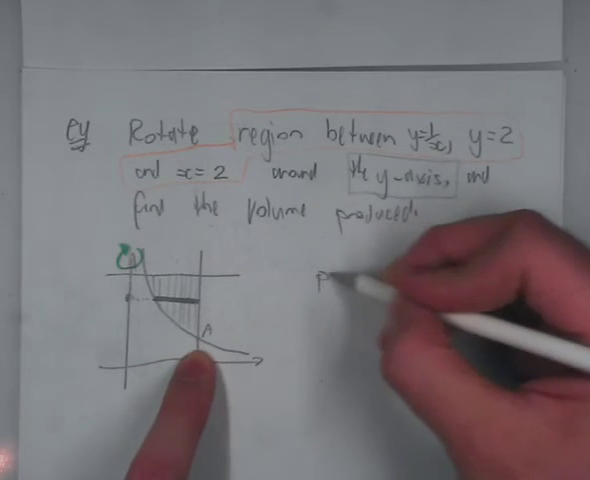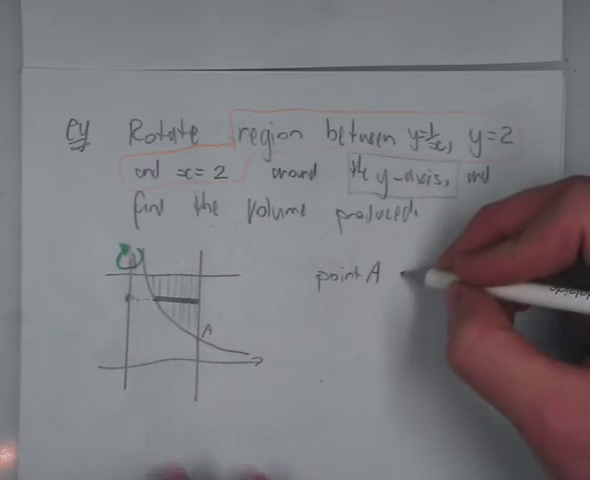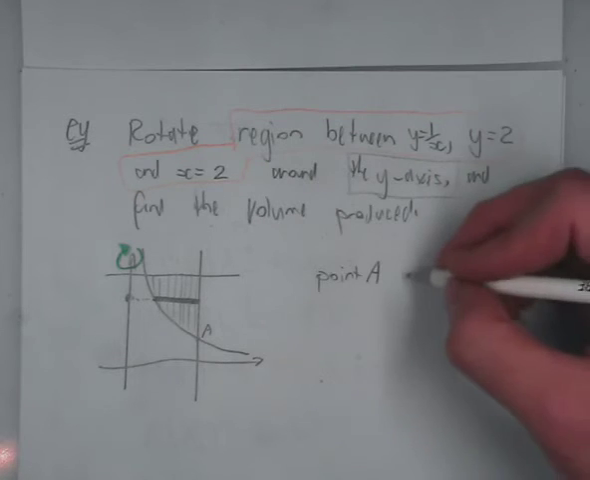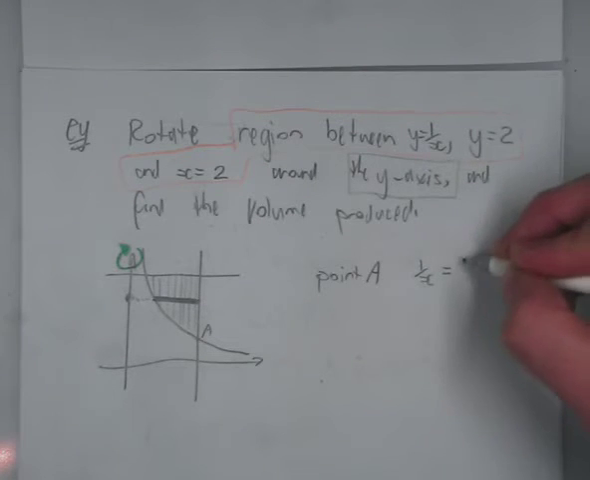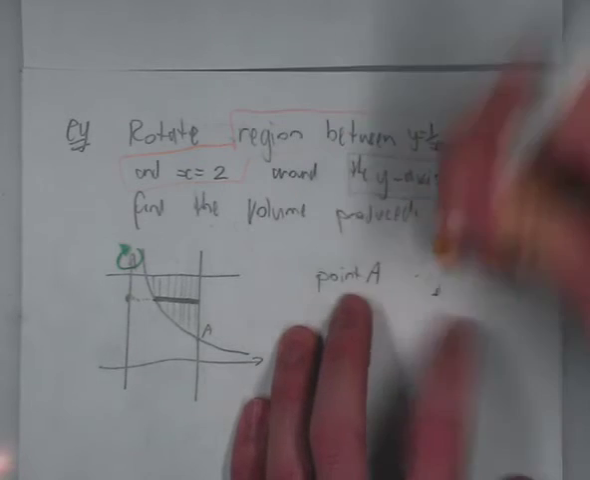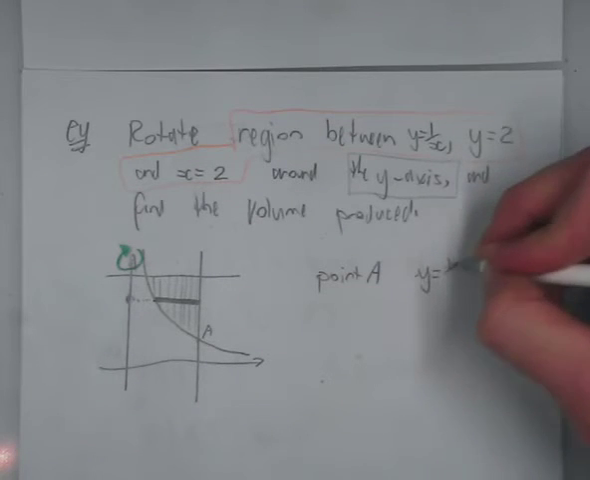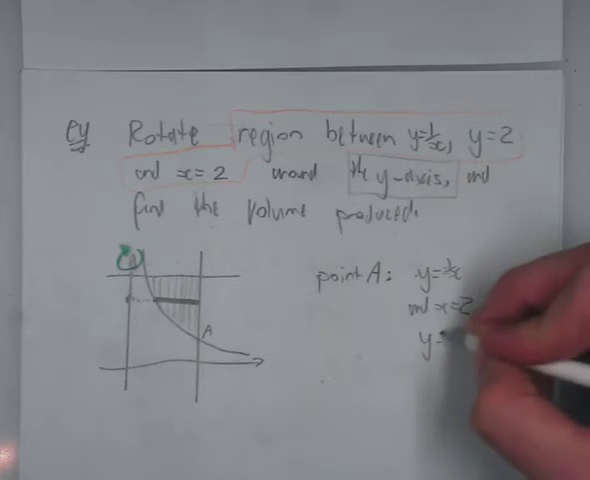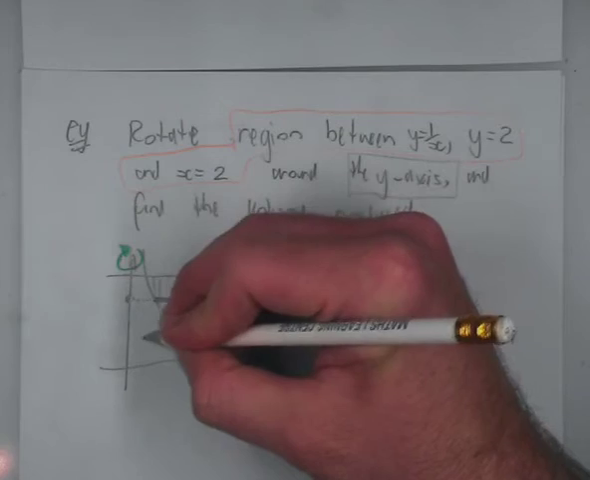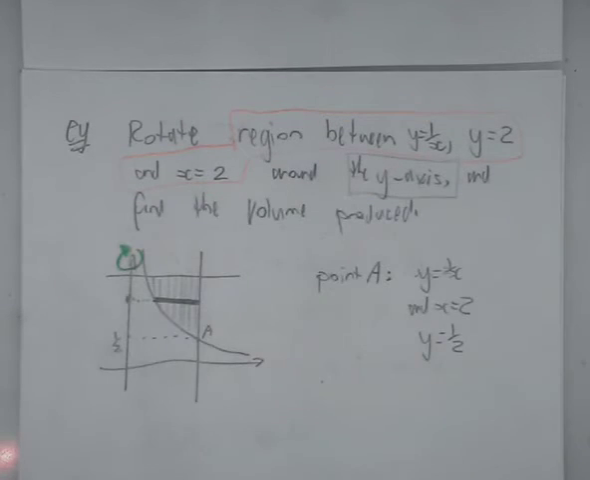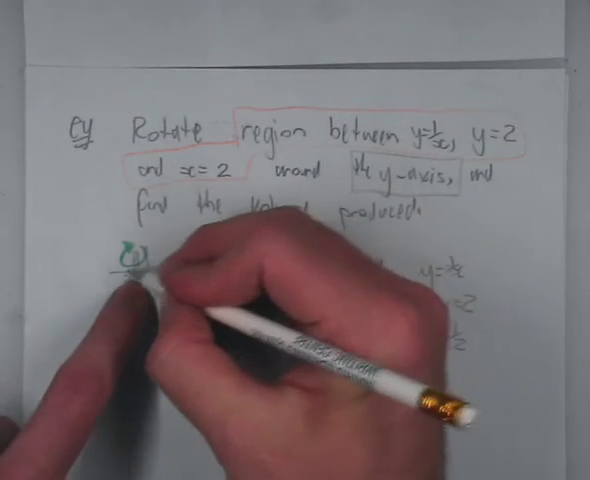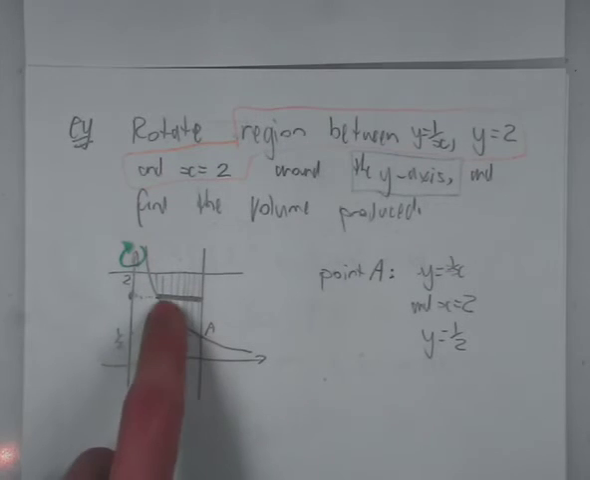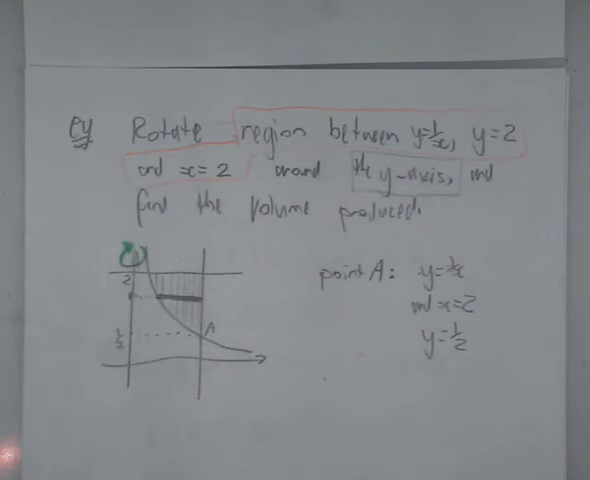So, point A is the intersection of 1 over x and x equals 2. So we've got y equals 1 over x and x equals 2. So we get y equals a half. Cool, so my integral is going to be from a half up to 2 because that's y equals 2. That's good. And now I need to know what the formula is for any length that's in this picture.